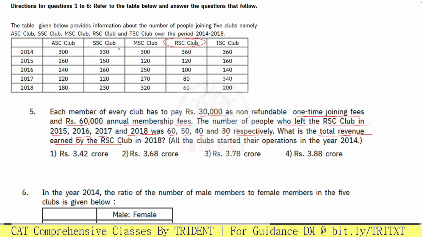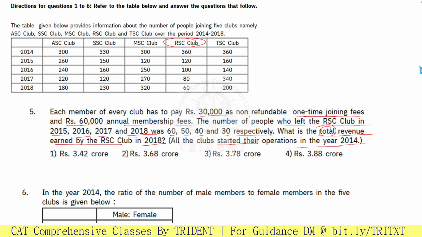So fine, we are looking at the RSC club in 2018. So we are looking at 2018's total revenue, because we are looking at total revenue. All the clubs started their operation in year 2014. Obviously it has to be there because we don't have any other data point also. Now first of all, please pay attention to this thing. Couple of things you need to understand, only then you will be able to understand this question or this set.